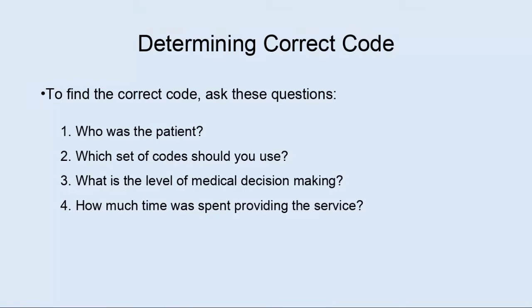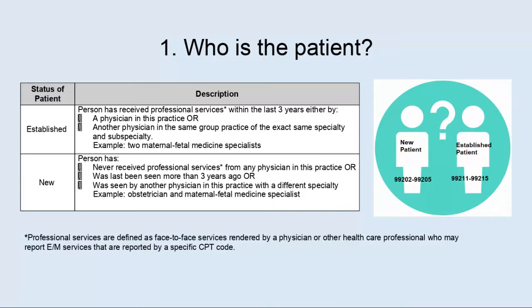So to determine the correct office or other outpatient code, ask these questions. Who was the patient? Which set of codes should be used? What is the level of medical decision making? How much time was spent providing the service? So first, let's start with who is the patient.